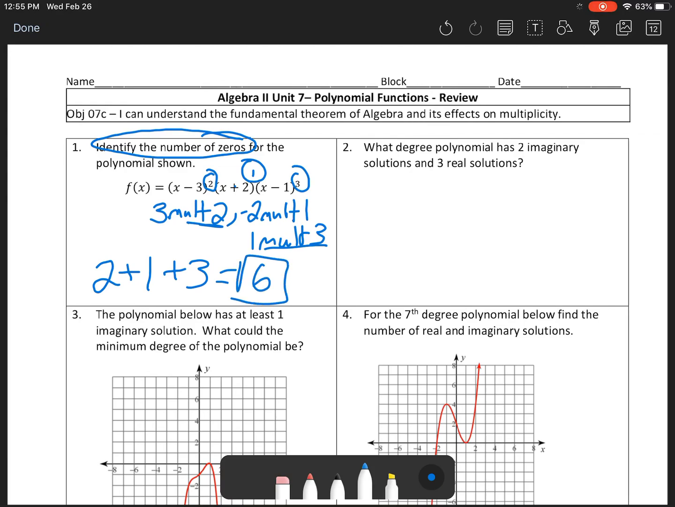Okay. Number 2, what degree polynomial has 2 imaginary solutions and 3 real solutions? Well, you just need to remember that your real solutions plus your imaginary solutions equals your degree. So for number 2, my real solutions, I have 3. My imaginary solutions, I have 2. So my degree must be 5.